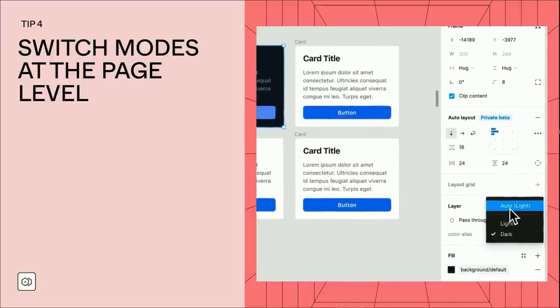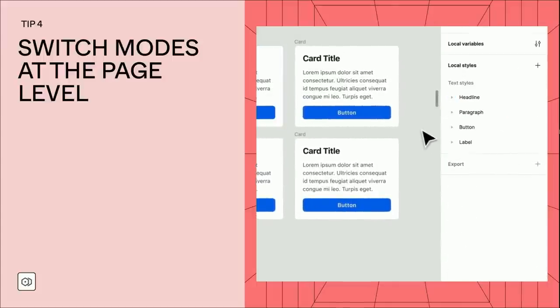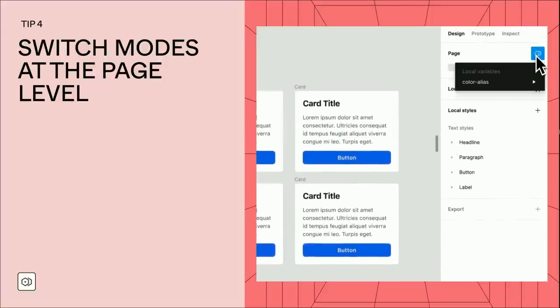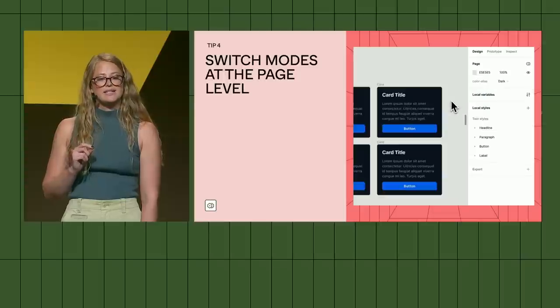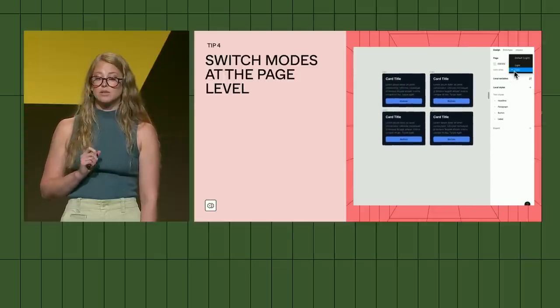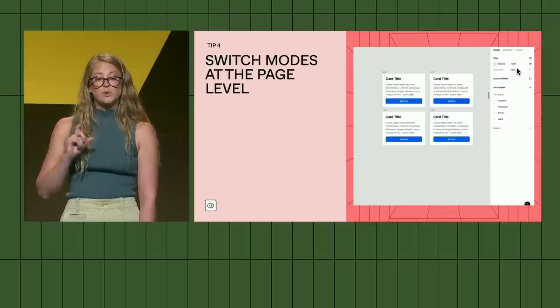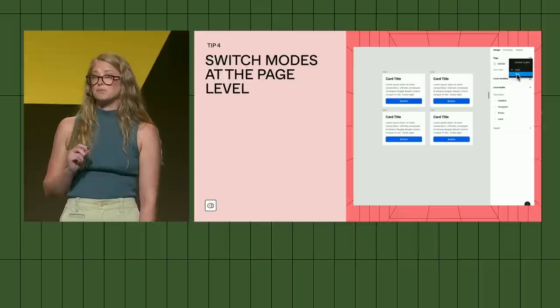First, return your layers to auto. Then open the Change Variable Mode menu at the top of the right-hand panel and make a selection. This makes it easy to have just one set of designs for multiple modes. Simply toggle between them to design, compare, and test both.